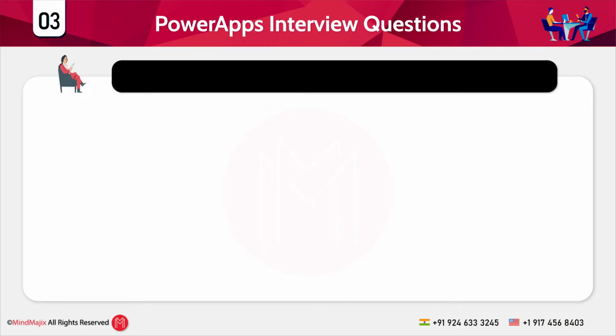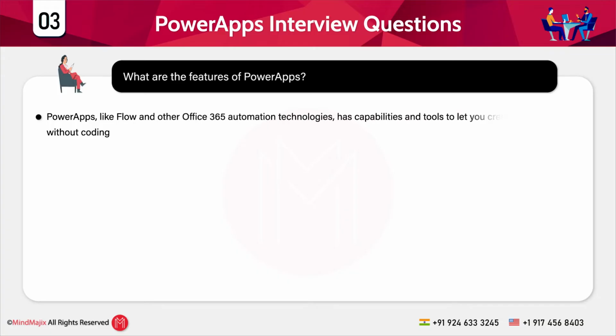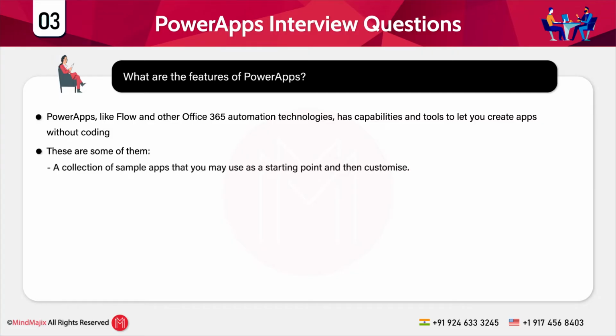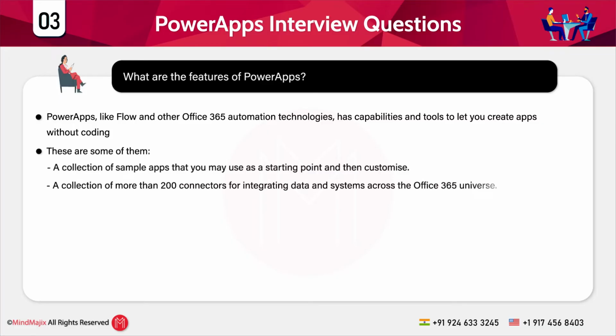The next question is, what are the features of PowerApps? PowerApps, like Flow and other Office 365 automation technologies, has capabilities and tools to let you create applications without coding. As you can see on the screen, these are the features of PowerApps. The first feature is that PowerApps is a collection of sample apps that you can use as a starting point, and then you can customize it as per your own requirements. It also offers a collection of more than 200 connectors for integrating data and systems across the Office 365 universe.